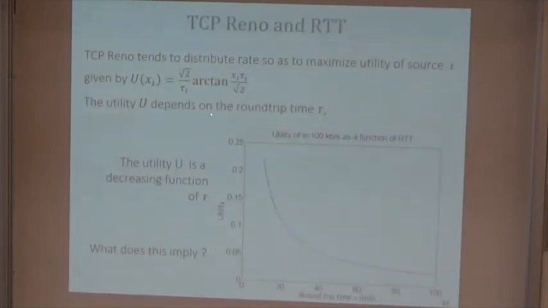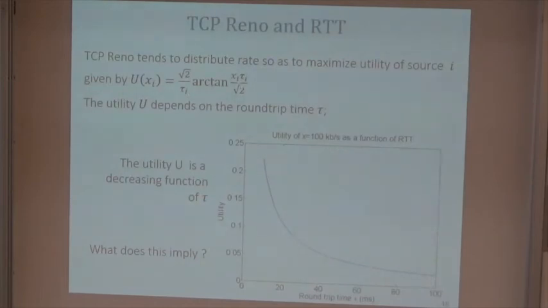However, we can ask the question, how does it depend on the round trip time? Well, it's not so obvious because here there's 1 over tau and here there's tau, but the arctangent is a concave function, so the 1 over tau dominates here, and we can verify this by plotting the utility, this formula, for a fixed x as a function of tau. And we see that it's a decreasing function of tau, which means that the utility that TCP assigns to you is a decreasing function of your round trip time.